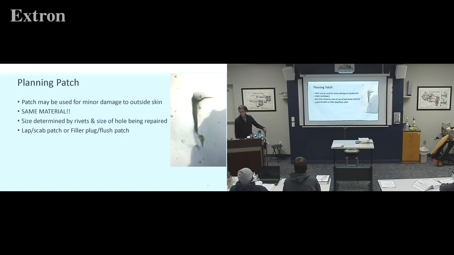There are two basic types of patches, a lap or scab patch. So depending where you go, what manual you'll look at, they'll use either term. But it means if you have your original piece of metal, it's just overlapping, so that's where the lap comes from. Or if you get a boo-boo and then you get a scab on your skin, it's just kind of resting on top. That's where that term comes from.